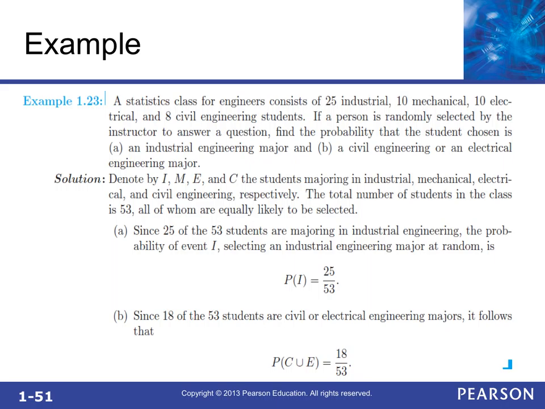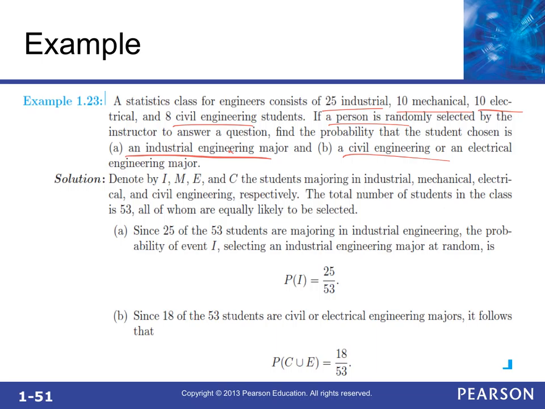In this example, we are going to select a student from a classroom which has 25 students from the industrial engineering department, 10 students from the mechanical engineering department, 10 students from the electrical engineering department, and 8 students from the civil engineering department. And so we are going to select one person randomly. In this case, we want to calculate the probability that this student belongs to the industrial engineering department or the civil engineering department.